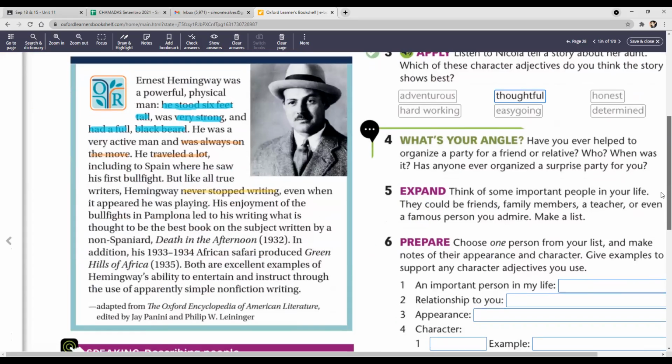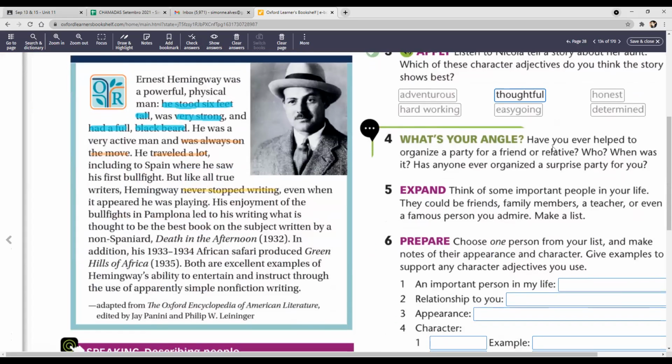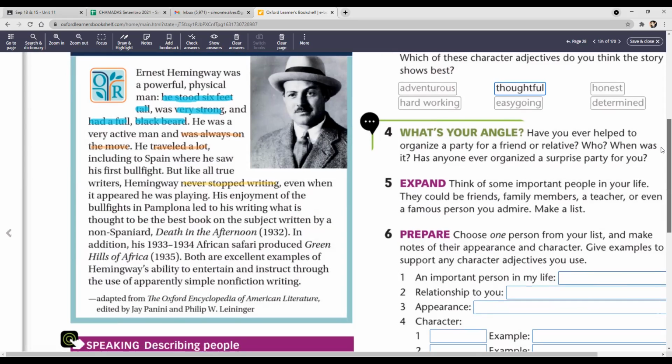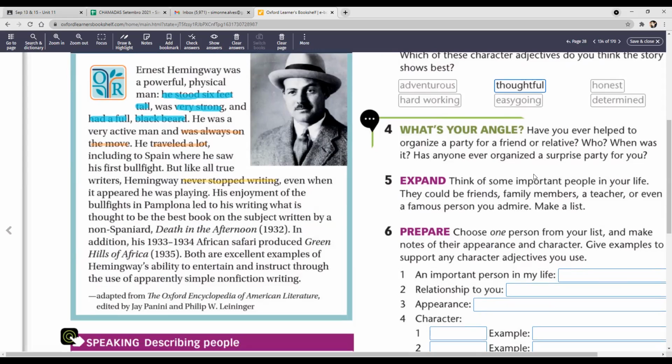All right, people. So, question here. Have you ever helped to organize a party for a friend, a relative, or even a colleague at work? I bet you have. So, when was the party? What have you done? How was it? Or has anyone ever organized a surprise party for you?